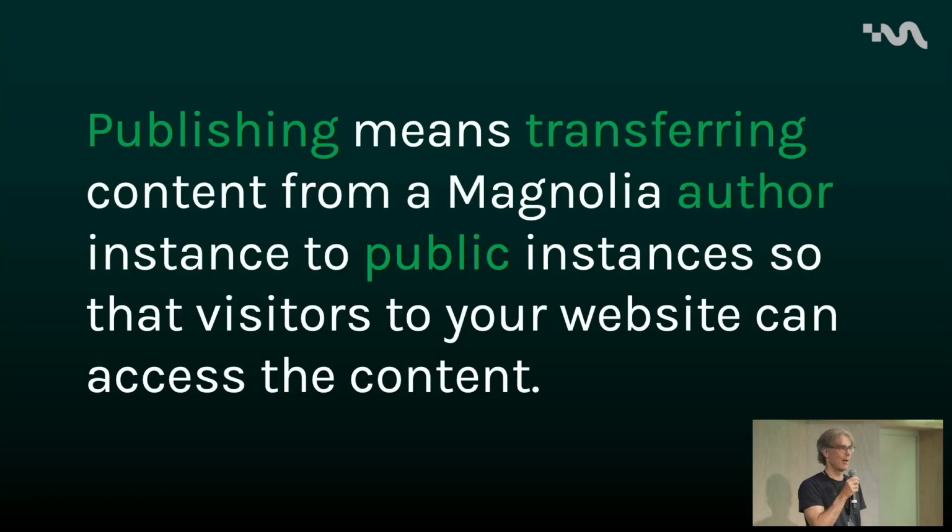Publishing means transferring content from a Magnolia author instance to public instances so that visitors to your website can access the content. It's probably trivial, but I want to make sure everybody knows what we're talking about when we say publishing. Publishing is transferring the content that the content author created on the author instance over to the public instances, so it becomes available to the visitors of your website.